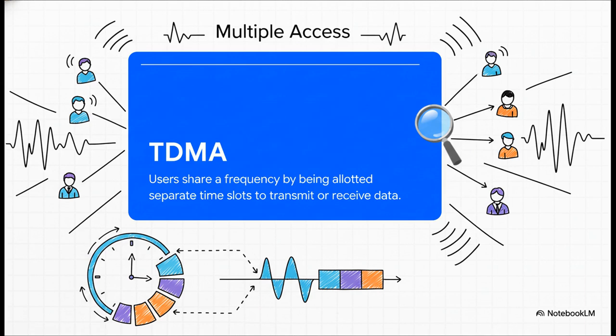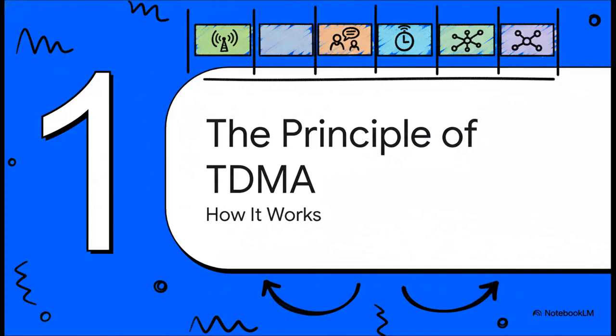Okay, let's break down that fancy name. Multiple access. That part's easy. It just means lots of users can get on the network. But the time division part? That's the secret sauce. It tells us how they do it. They literally slice up time itself into tiny little pieces. So how does this time slicing actually work in the real world? Let's get into the core principle of how TDMA pulls this off.